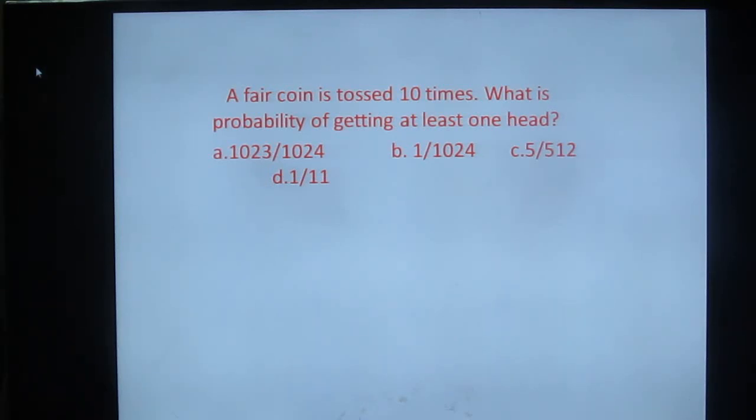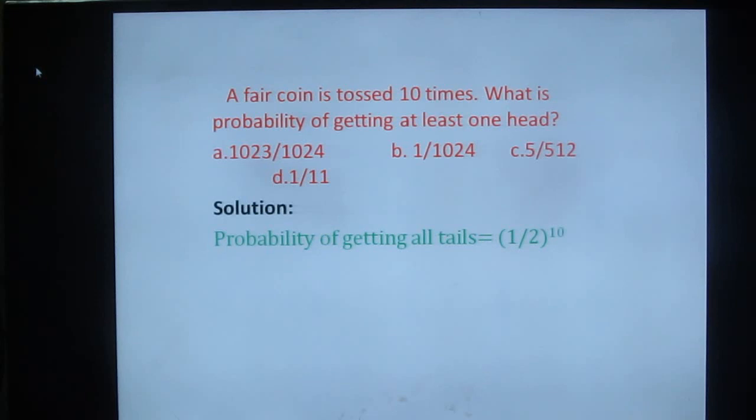Okay, but the question asks for at least one head. That means a minimum of one head. So it can be one head, 2, 3, 4 heads, like that you can count. But instead of doing that, check which outcome will not come. All 10 tails will not be possible, right? So what we can do is find the probability of getting all tails.